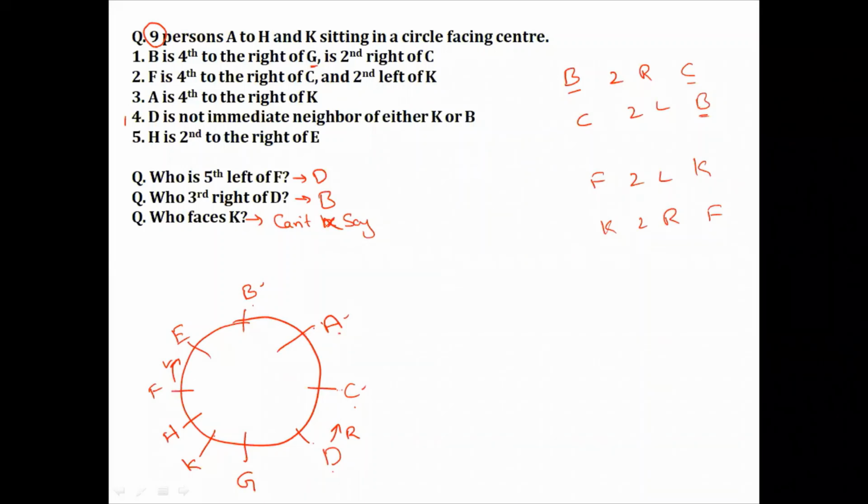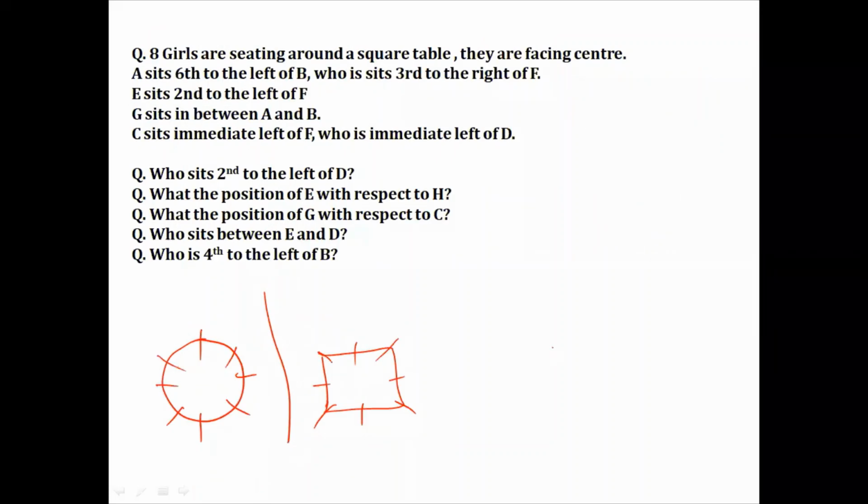Okay, so this is how you need to solve. So 4 sides and 4 corners. If 2 people sit on each side, they'll clearly say that. Now, A sits sixth to the left of B. Now I am placing B in the first place. Sixth left. First left is this, second left is this, third, fourth, fifth, sixth. So A is here. A is sixth to the left of B.